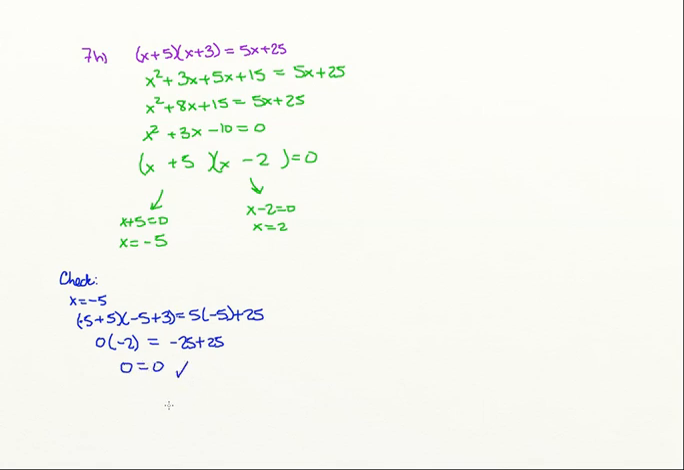And negative 5 is an answer. Let's try x equals 2. And x equals 2 is the answer. The nice thing about checking, other than getting marks for it because I tell you to do it, is that you know that you have your question correct.